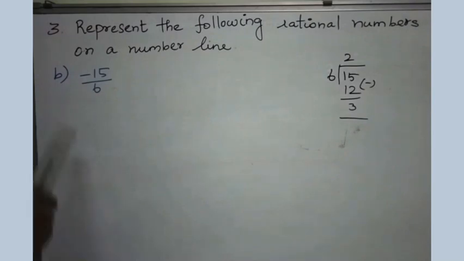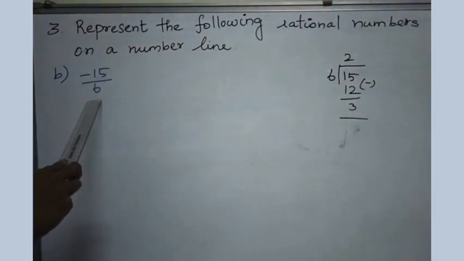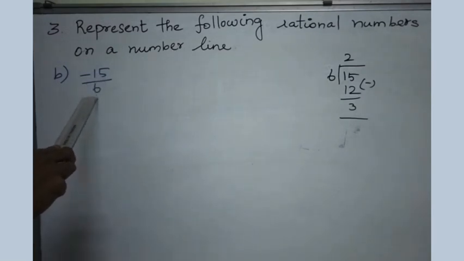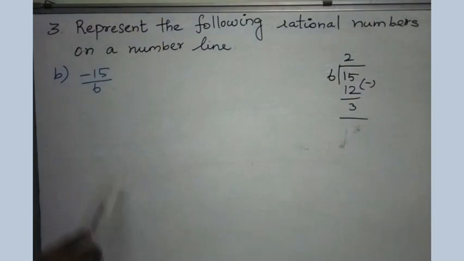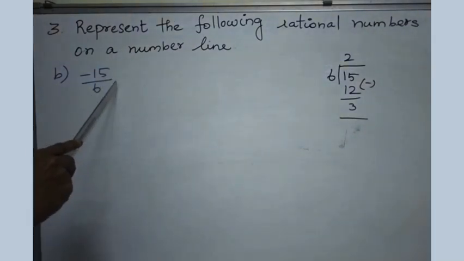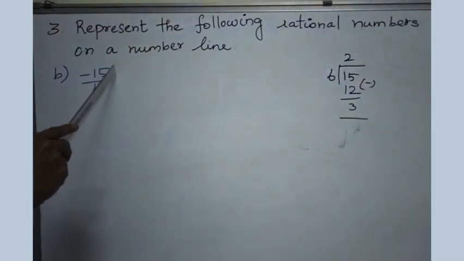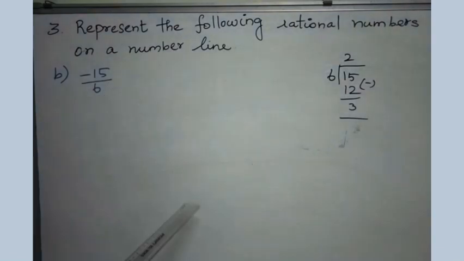See the next B sum, that is -15/6. Okay, so the given rational number is a negative rational number. See, the denominator is the smallest number and the numerator is the biggest number. So this is an improper fraction. In fraction terms, we have to convert the improper fraction into a mixed fraction.